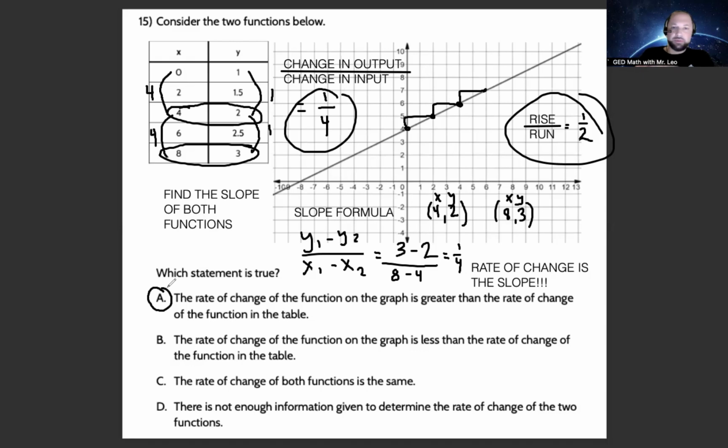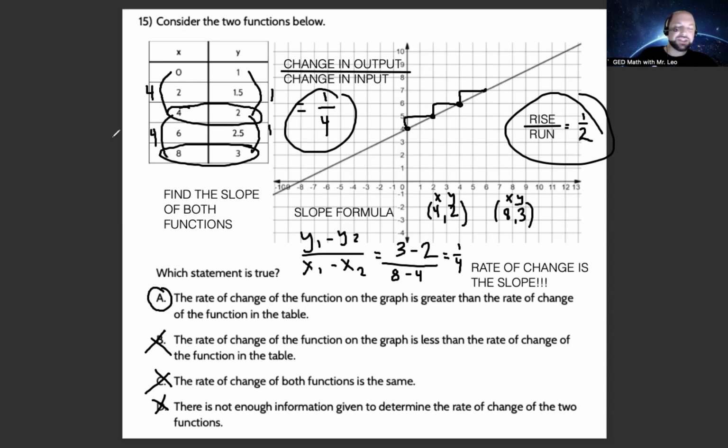Let's just double check to make sure. B says the rate of change of the graph, the function in the graph, is less than the function on the table. No, that's not it. They're not the same. And we do have enough info. Correct answer is A. The graph is greater than the rate of change in the table.